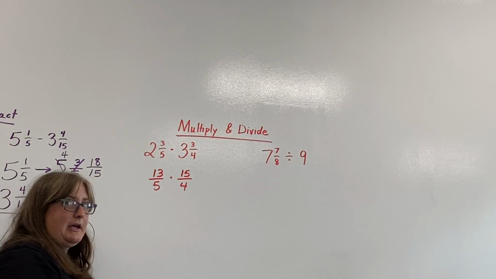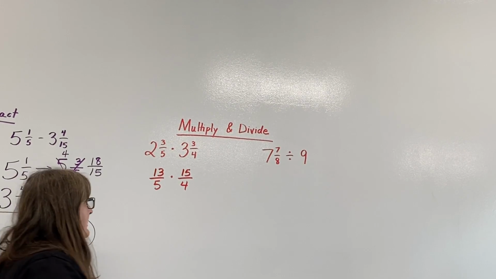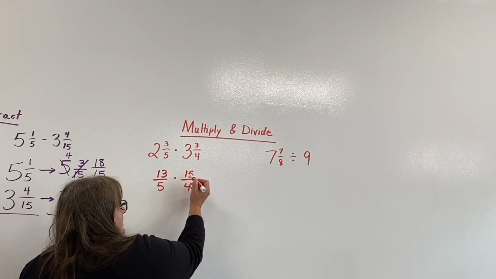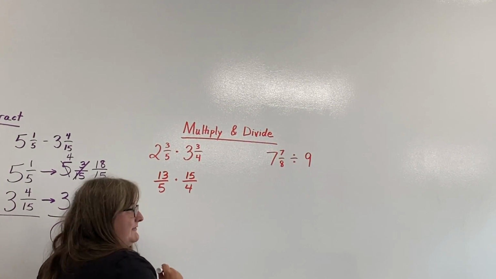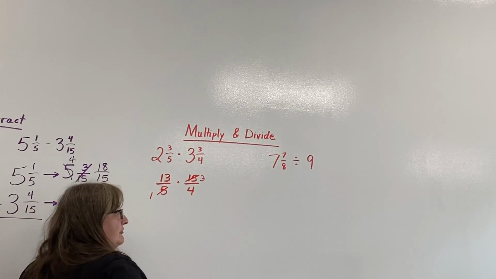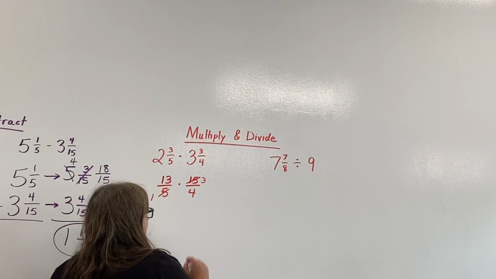Now when I'm multiplying, I can also do some cross-reducing before I multiply. So in this case, 5 and 15, a denominator and a numerator pair, can both be divided by 5. So I'm going to do that and reduce them. This trick only works when you're multiplying. Now I can multiply across.